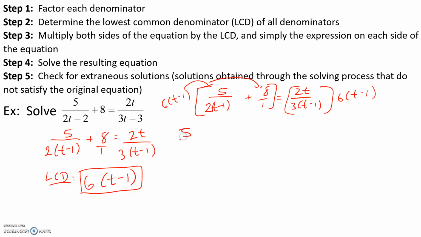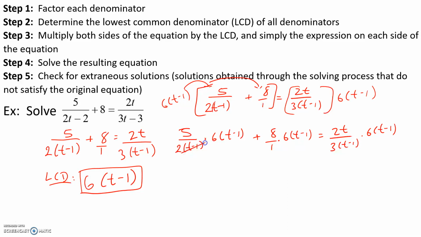We have 5 over 2 times the quantity t minus 1 times 6 times the quantity t minus 1 plus 8 over 1 times 6 times the quantity t minus 1 equals 2t over 3 times the quantity t minus 1 times 6 times the quantity t minus 1. Make sure you do the step where you distribute.